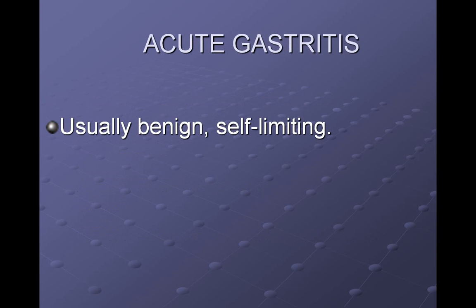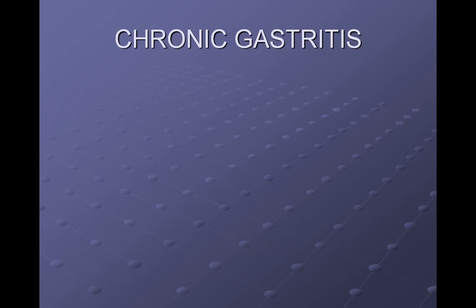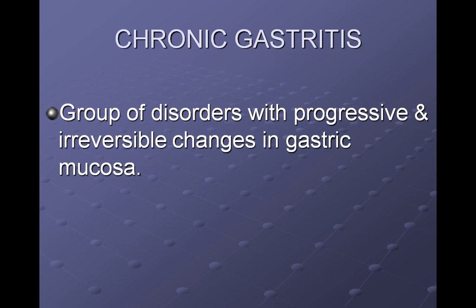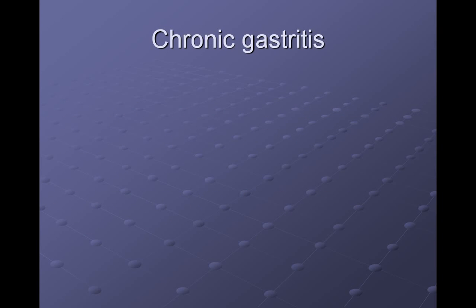Acute gastritis is usually a benign, self-limiting condition. Treatment may involve the use of antibiotics if it's bacterial in nature, antiemetics, antacids, H2 receptor blockers, IV fluid and electrolyte replacement therapy. Chronic gastritis is a group of disorders with progressive and irreversible changes in the gastric mucosa, more common in the elderly, chronic alcoholics, and smokers.